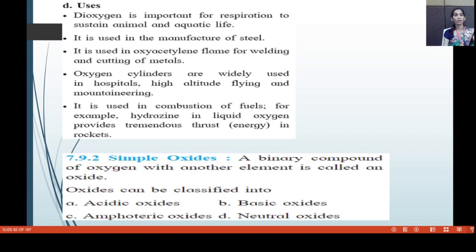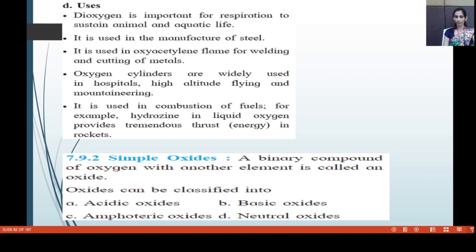Dioxygen is a combustion agent, that means it is used in the combustion of fuel. For example, hydrogen with liquid oxygen provides tremendous thrust energy in rockets.